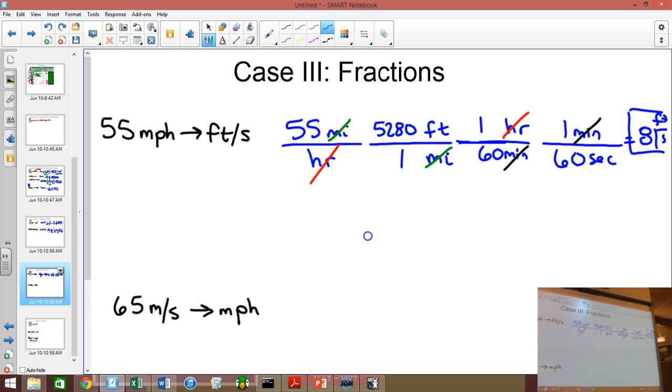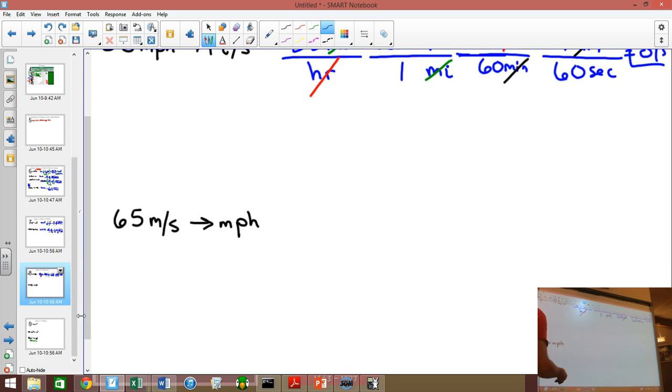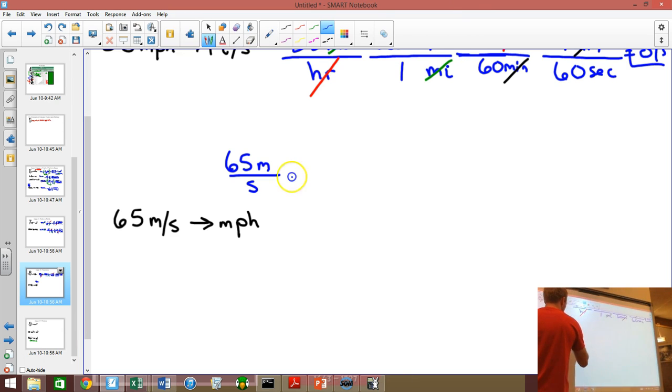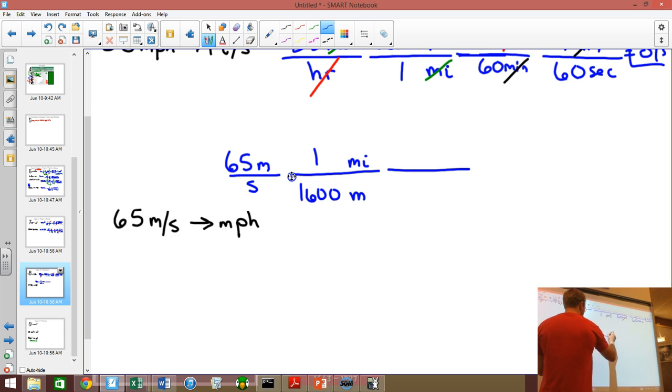My next one, 65 meters per second into miles per hour. So here's going to be like a metric conversion. So I'll do 65 meters per second. And I'm going to change meters into miles. And we all know that conversion. There's 1,600 meters in 1 mile. And then I'm going to change seconds into hours. So there's 3,600 seconds in 1 hour.